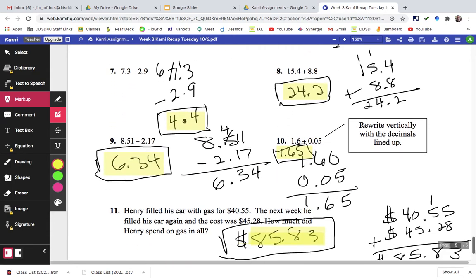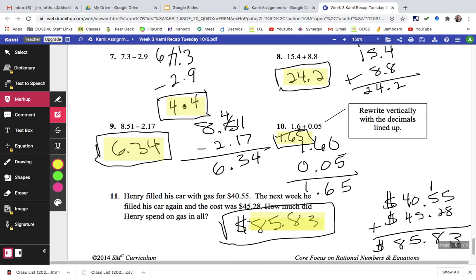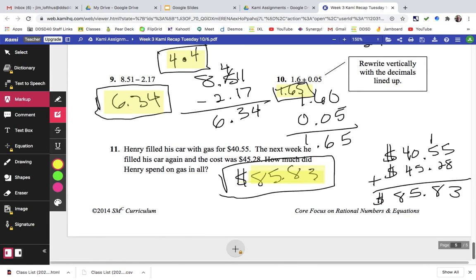And there's 7 through 11. Had to fill in this 0 right here where it wasn't in the problem. 1.6 is the same as 1.60. I put dollar signs on this answer. That's the unit. And that is the end. That's the extra recap.